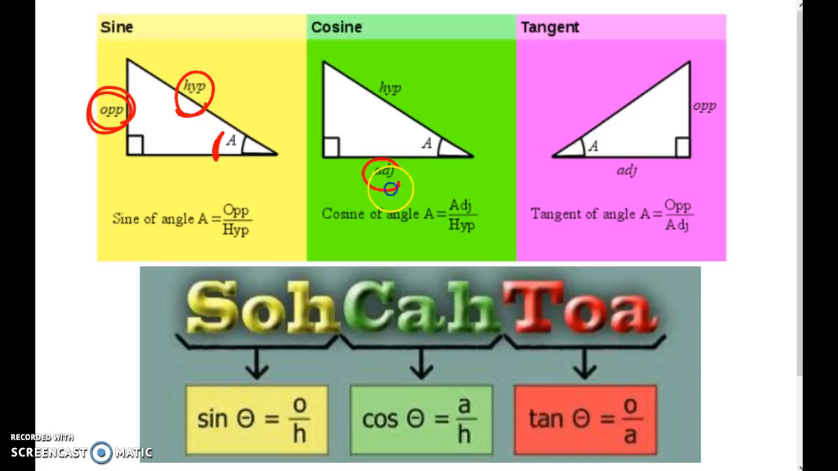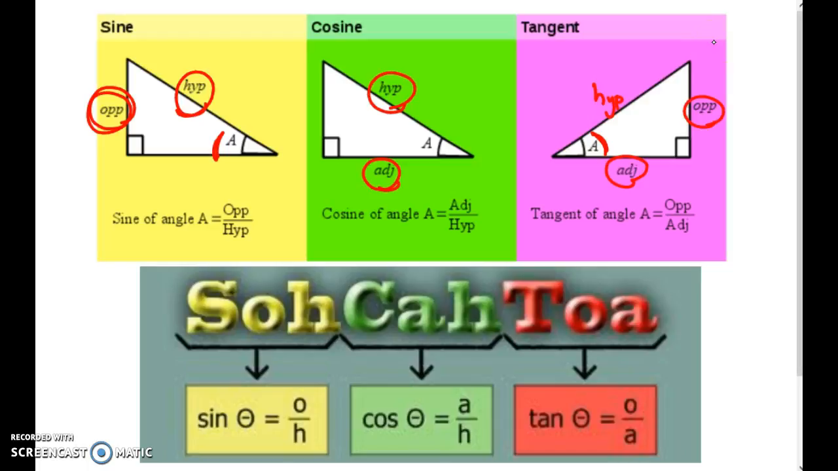Cosine is going to be your adjacent over the hypotenuse, and tangent is going to be your opposite over the adjacent. Notice that they switched the triangle on us. A moved from the bottom right to the bottom left. The location of A doesn't really matter. What matters is the side that's opposite the angle you're talking about, the side that's adjacent, and the hypotenuse. So long as you've got those three things straight, the direction of the triangle really does not matter.